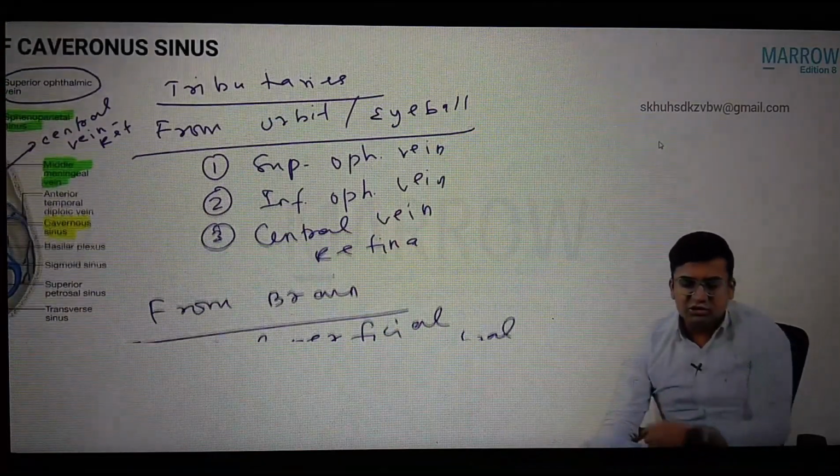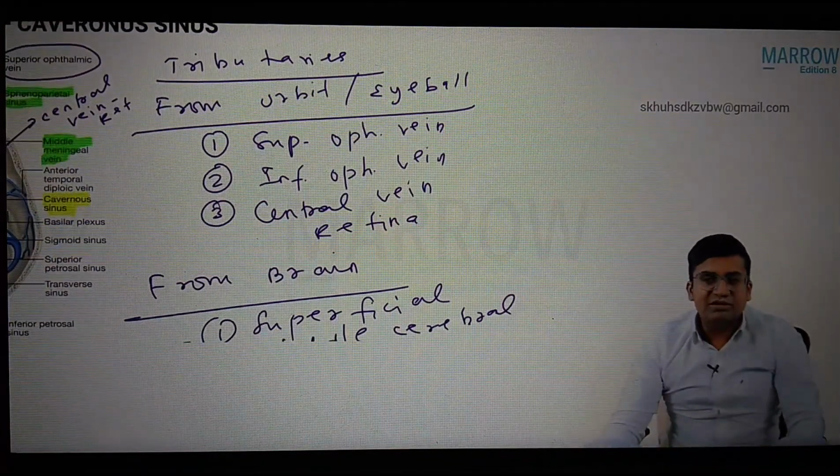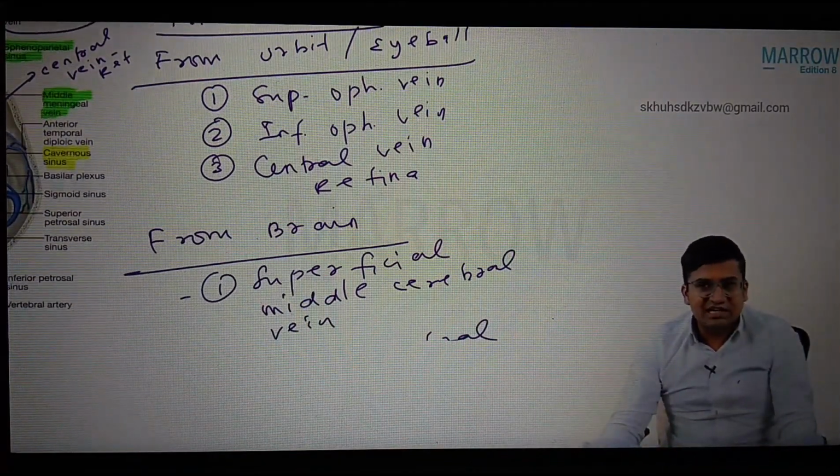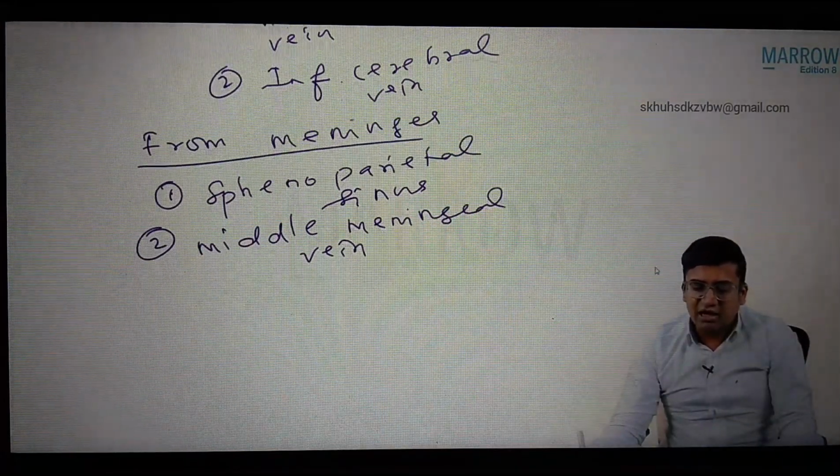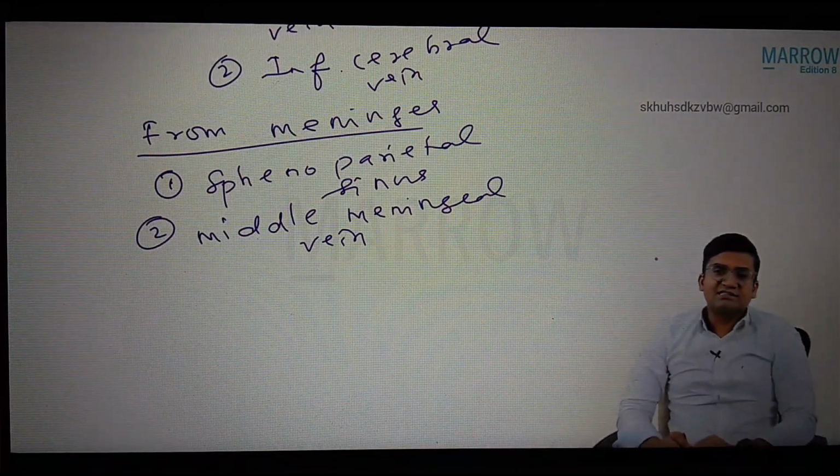Okay. So what are those? From the orbit and eyeball, superior ophthalmic vein, inferior ophthalmic vein, central vein of retina. From the brain, superficial middle cerebral vein, inferior cerebral vein, and from the meninges, spinoparietal sinus and middle meningeal vein. Clear? Right. So these are the tributaries.